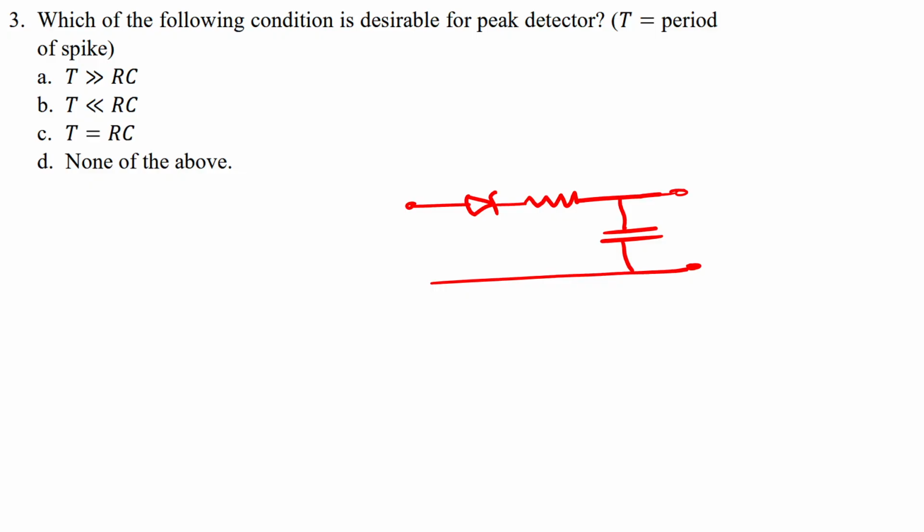So, what I was discussing is question number 3, which of the following conditions is desirable for a peak detector? So, first I am drawing the circuit diagram of a peak detector. This is what a peak detector is. So, here a diode is there. It's a normal diode. So, this is our R and this is C. Here will be the input and this will be V out.